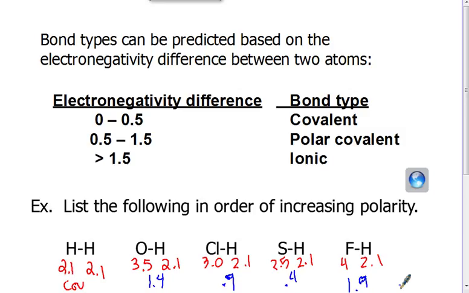So we could just subtract the two, and then they're given these kind of random arbitrary barriers that we describe the bonds different ways.